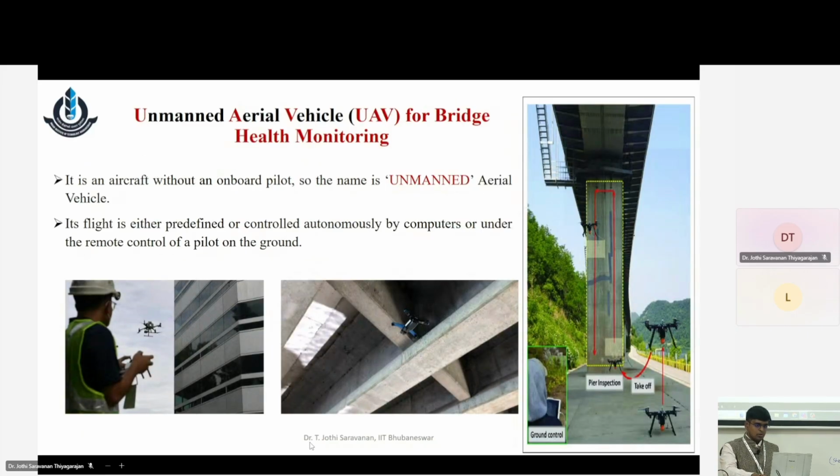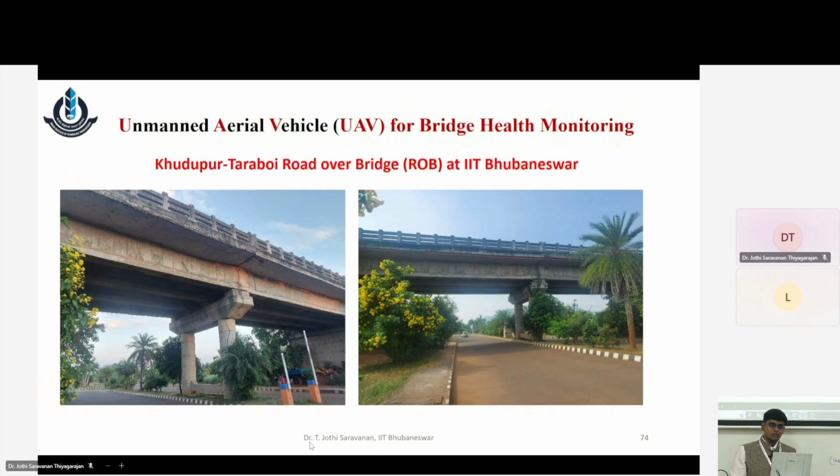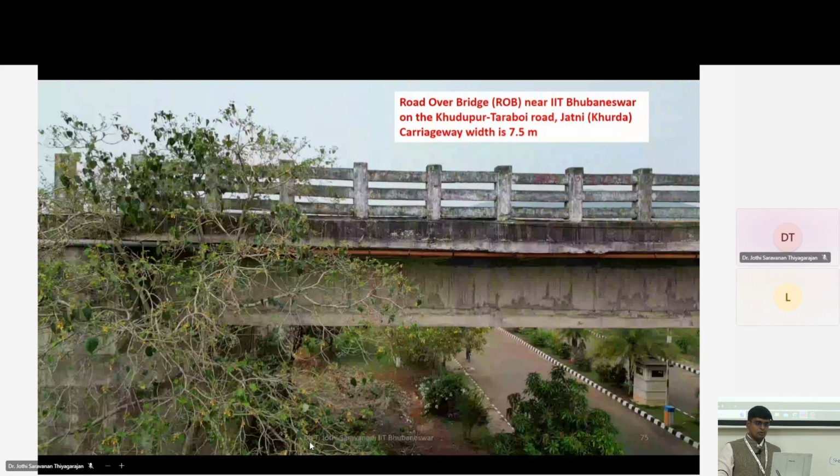So let me go to this bridge. We had planned a site visit, I mean, the inspection of this bridge, but then we changed to the same LHC center. This is a road over bridge, near the village named Kudupur and Tarabai. This bridge connects the village. It belongs to IIT Bhubaneswar, so we can do some experiments without any further permissions.